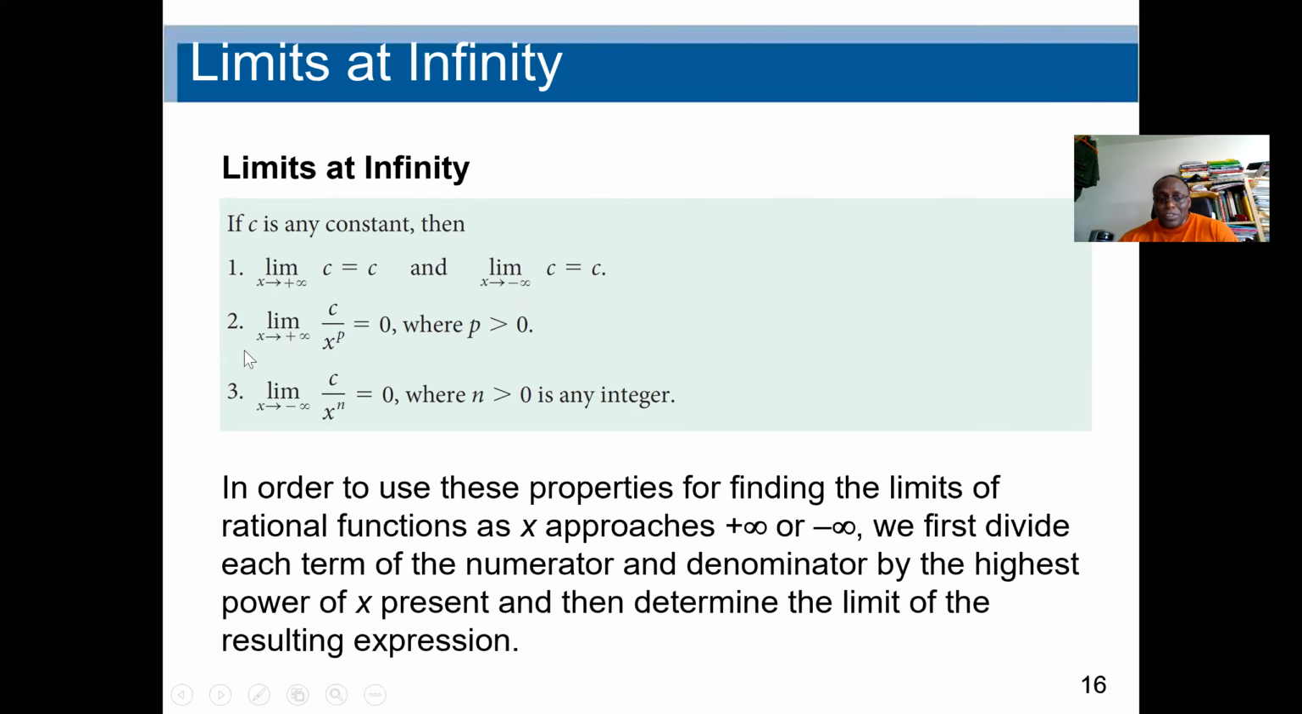Now, if I have the limit as s approaches positive infinity of c over s to the power p, it will be equal to 0, only when p is greater than 0. What we mean is that p is greater than 0 means the exponent here should be 1, 2, 3, etc. And we can solve the problem. At the same time, approaching negative infinity, c over s to the power n, we have to make sure the power n is greater than 0 also. And we will see examples.